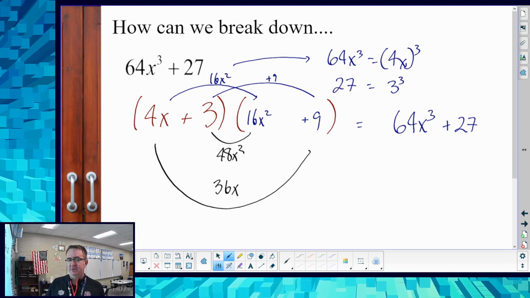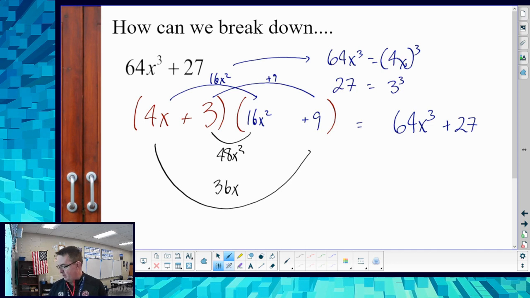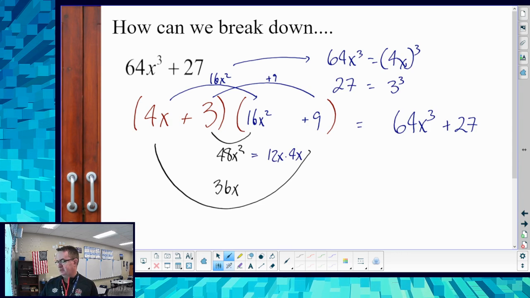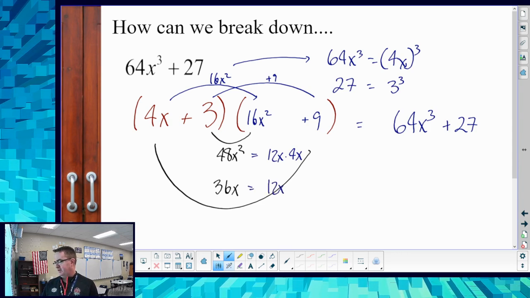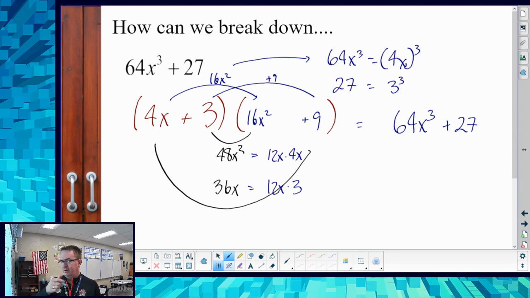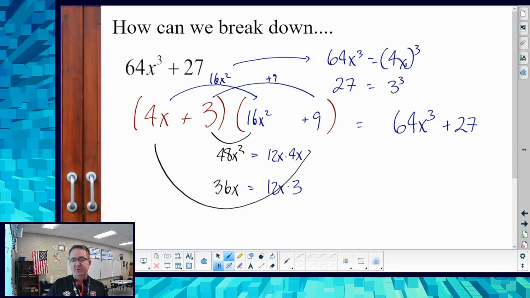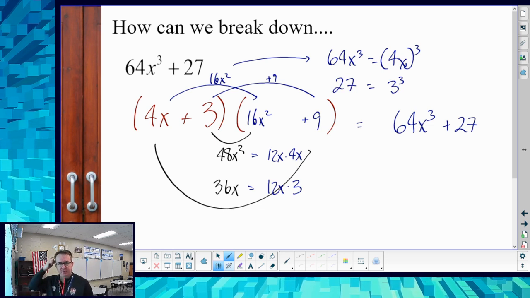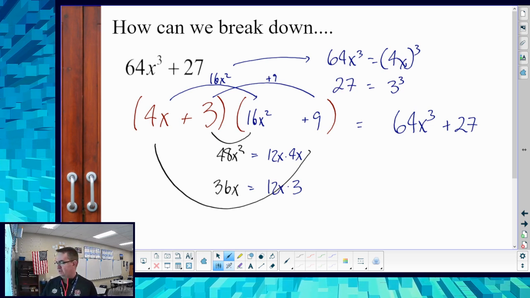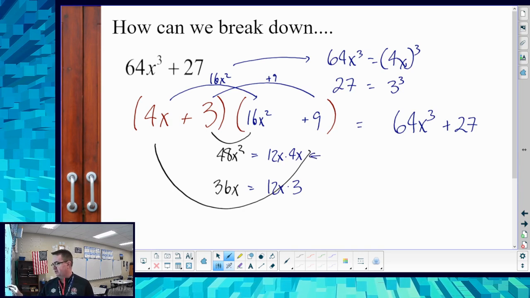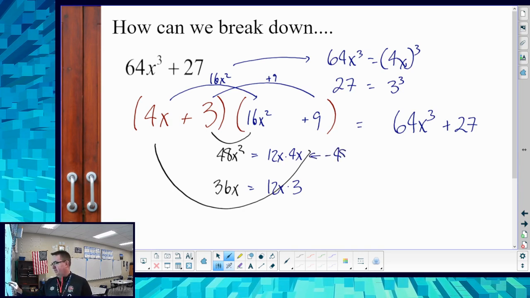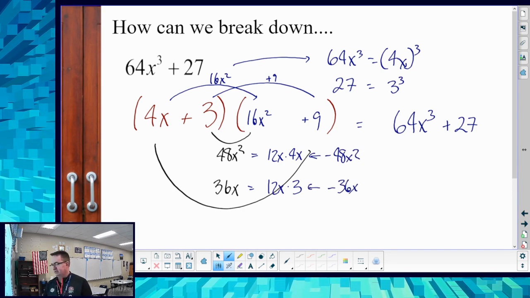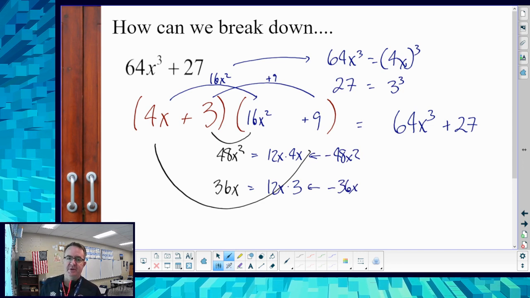Invariably, somebody in every class will say, well, wait a second, that's equal to 12x times 4x, and this is equal to 12x times 3. And if not, I ask, how can I use the 4x and the 3 to get there? Whatever we put in needs to eliminate those, so we need a negative 48x squared and a negative 36x, so we can get rid of those extra pieces.